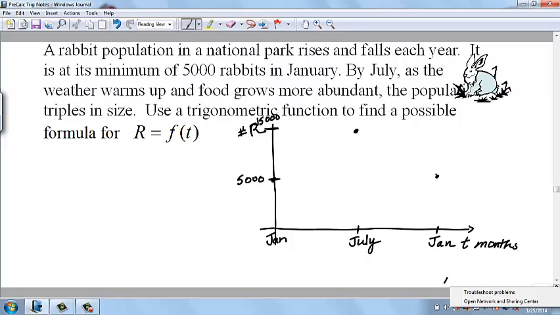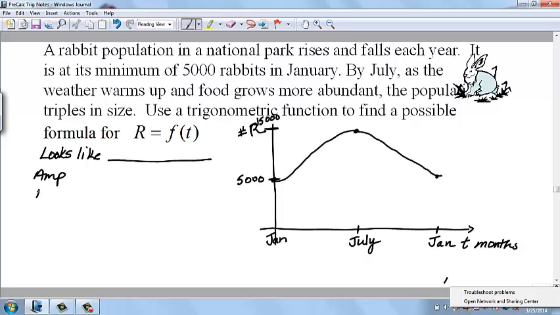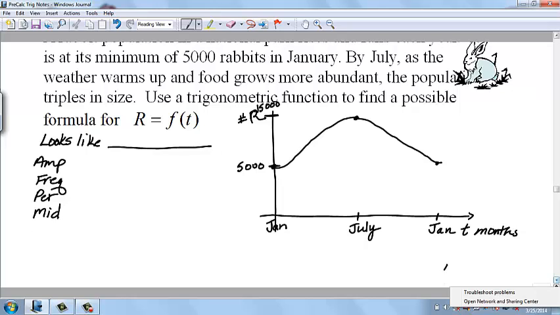Usually they'll say find a trigonometric function, or it's sinusoidal, which means it's a trig function. It repeats and repeats. So I hope I draw this nice. This is kind of like what our curve looks like. So we want to come up with a formula. First thing we're going to say is amplitude, frequency, period, and midline. Now I'm not going to put phase shift or horizontal shift because our graph doesn't have one, so we don't have to worry about it.